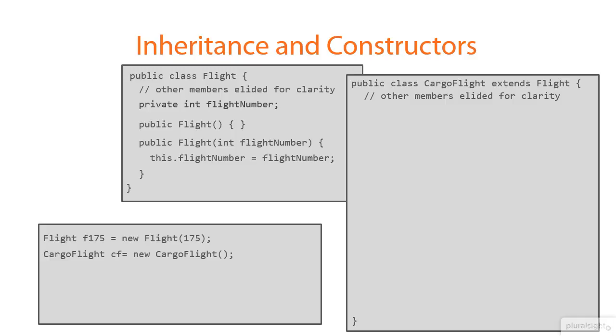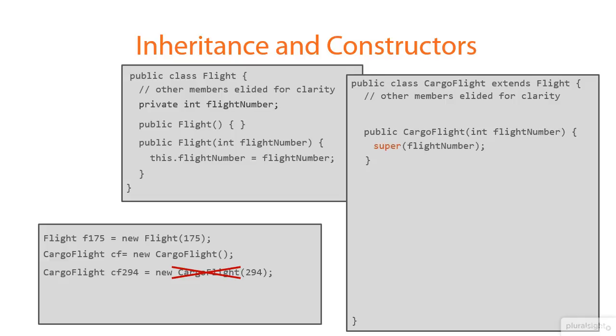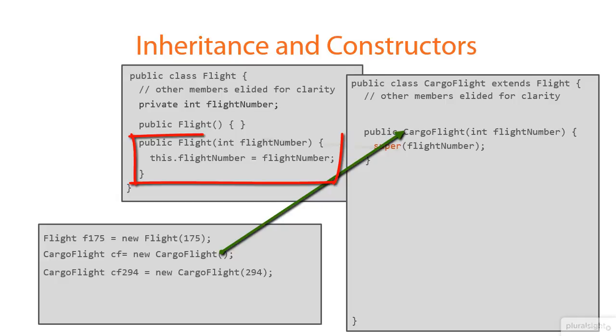But if we try to go off and create a cargo flight with a flight number, that's not going to work. We get an error, because even though our base class flight has a constructor that accepts a flight number, cargo flight does not. So if we want to be able to create cargo flights with a flight number, we need to define a constructor in cargo flight that accepts the flight number. Now we don't have to do that work ourselves. As we said, we can delegate that to the base class by simply using that super notation and passing in flight number. And so now we can go ahead and construct a cargo flight with a flight number, in this case of 294.